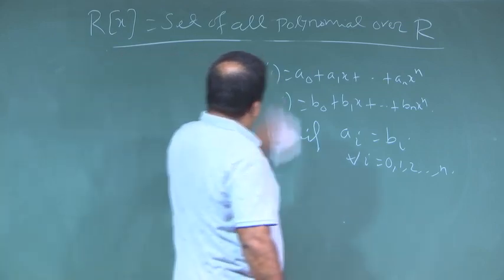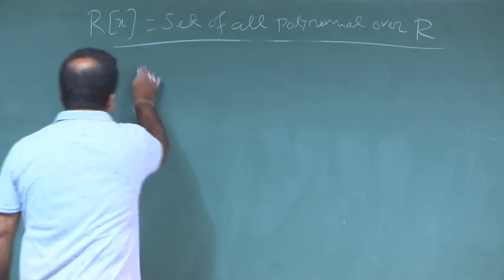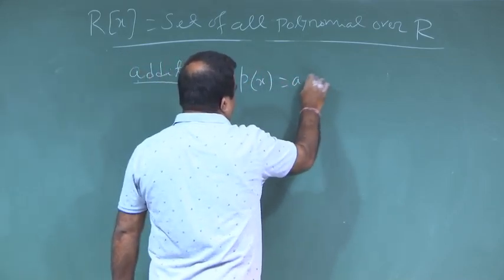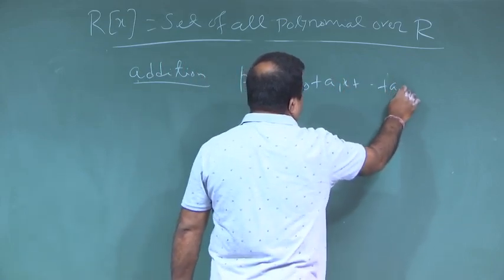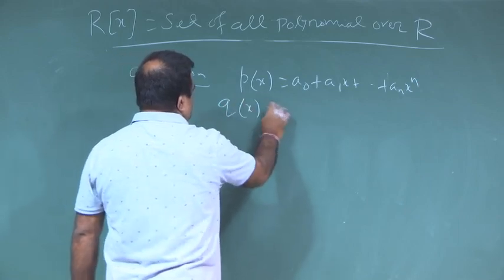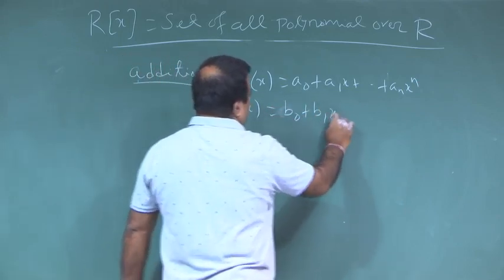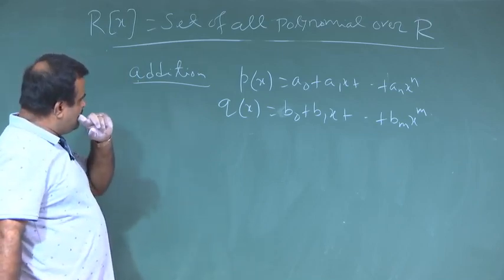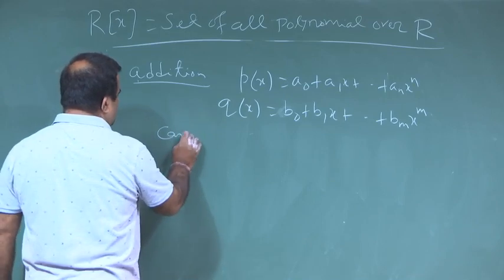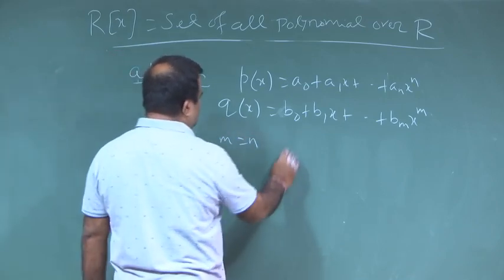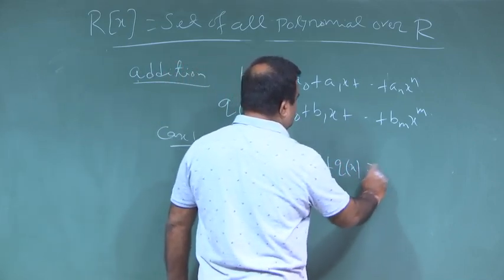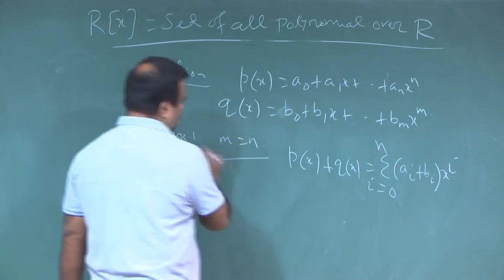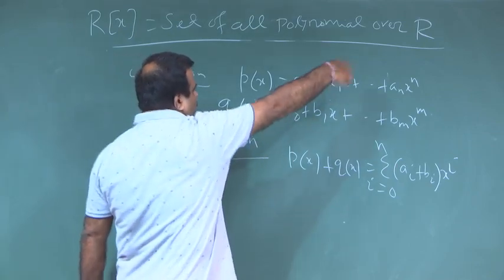Now we define the addition of two polynomials. Suppose you have a polynomial p(x) of degree n, with terms up to an x^n, and a polynomial q(x) of degree m. There are three cases: n is less than m, m is equal to n, and n is greater than m. Case 1: if m is equal to n, then p(x) plus q(x) is the summation of (ai plus bi) x^i for i equal to 0 to n. We are just adding the corresponding coefficients, that is it.